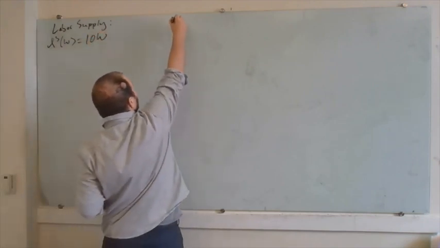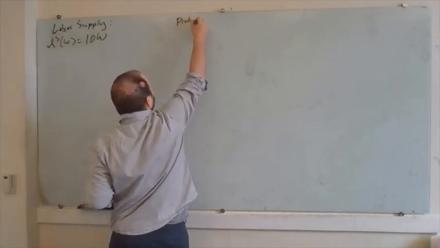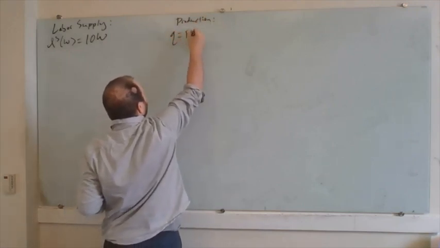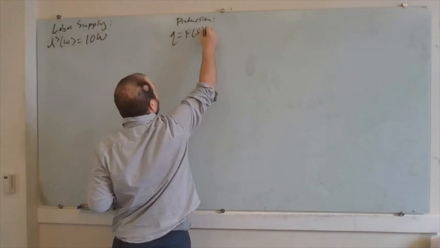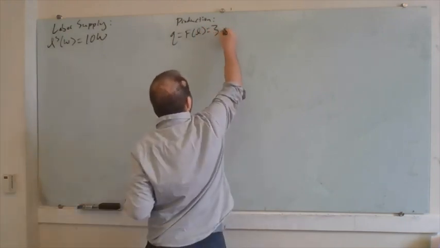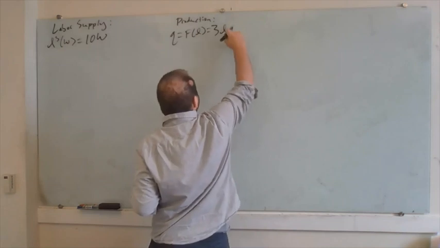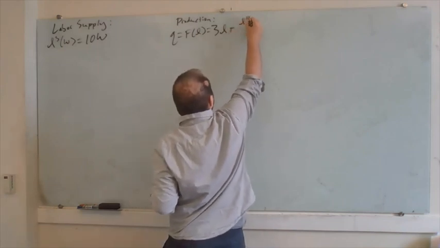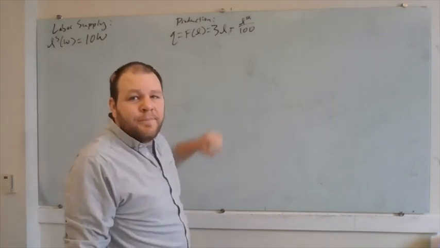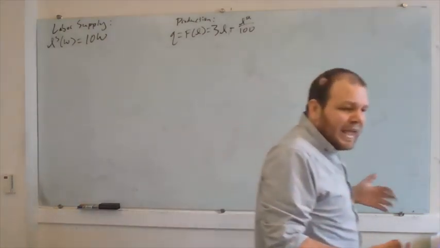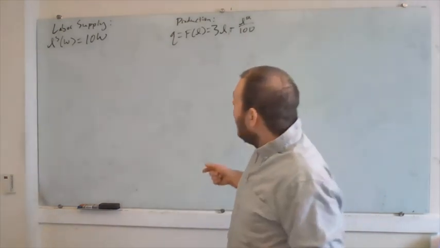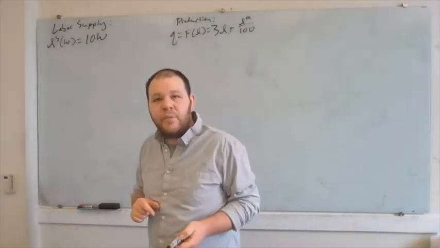And we've got a production function given by something like Q equals F of L, which is going to be, let's say, 3L minus L squared over 100, right? So that we've got diminishing marginal returns for labor. And what we want to know is how many workers are going to be hired by a monopsonistic firm and how much we're going to end up paying them, right?